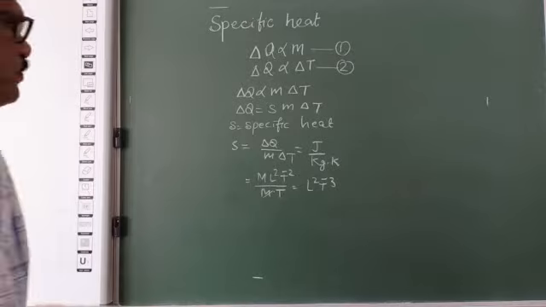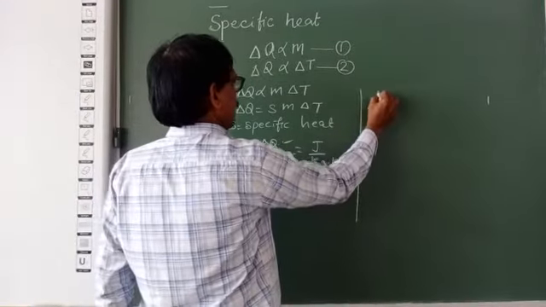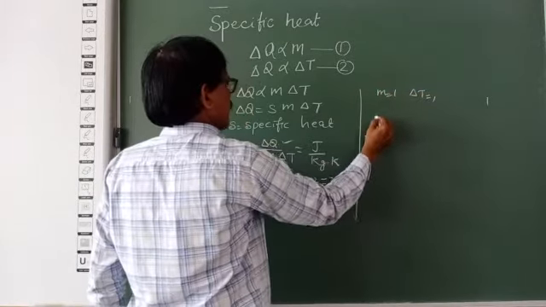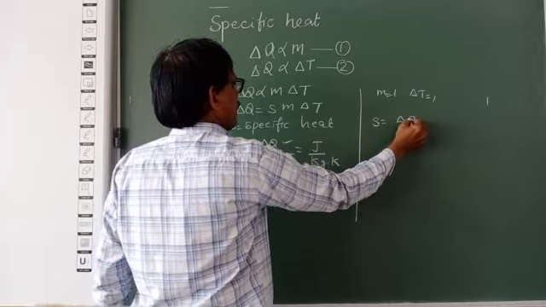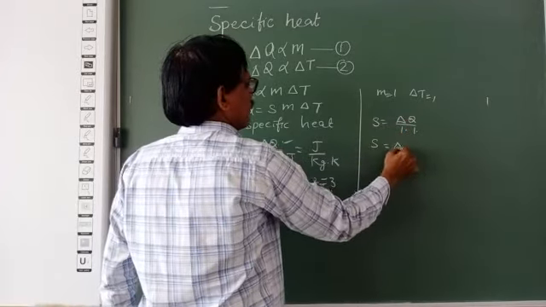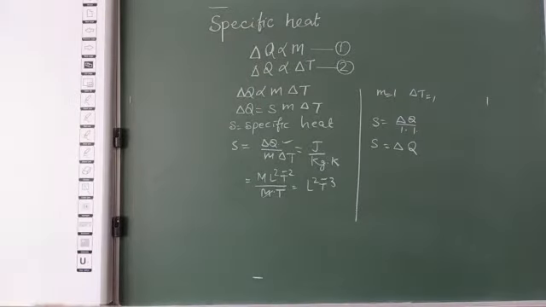We can define specific heat by this equation. If we take M equal to 1 and delta T equal to 1, so S equal to delta Q by 1 gram and 1 Kelvin, so S equal to delta Q, which means the specific heat is the amount of heat required to raise the temperature of 1 gram of substance by 1 degree Celsius.